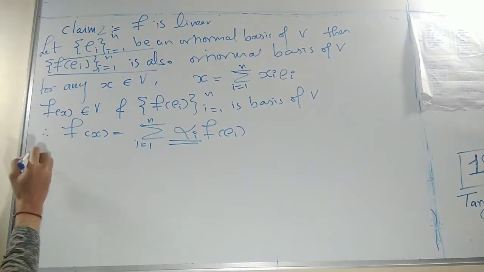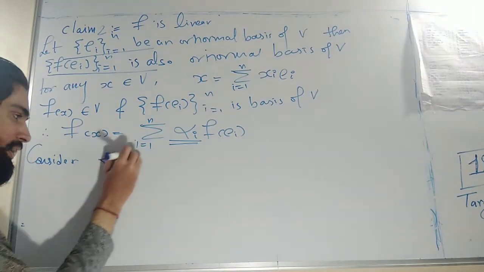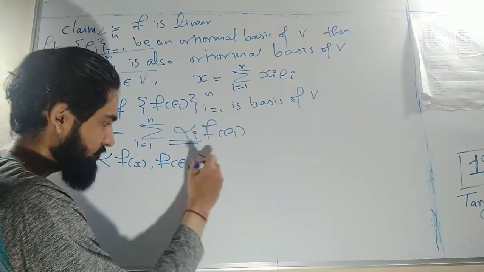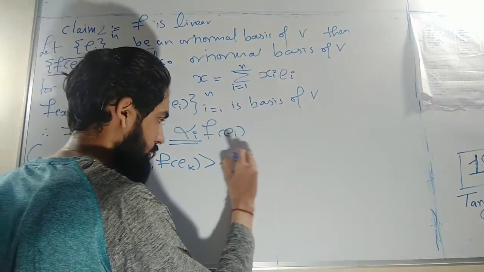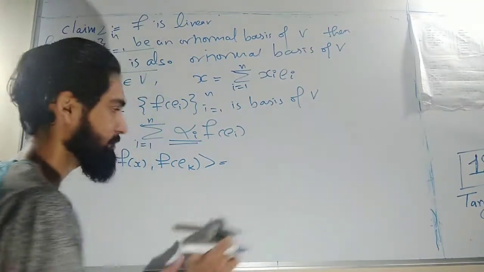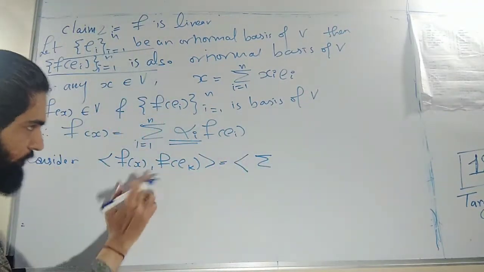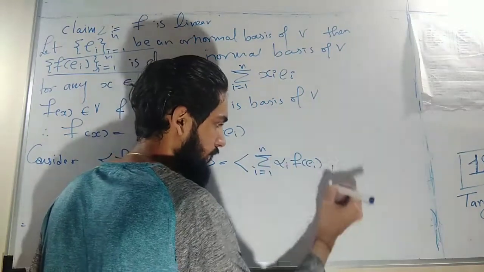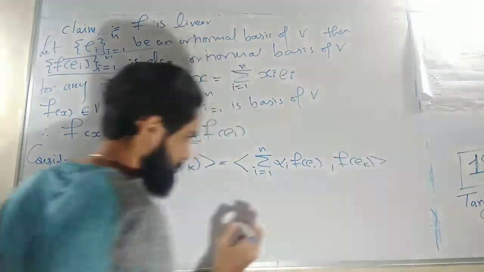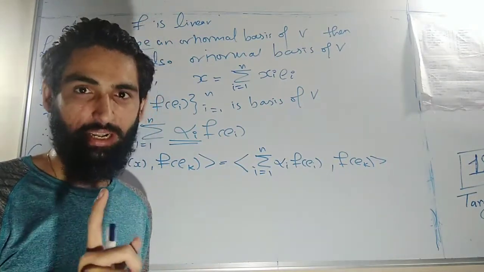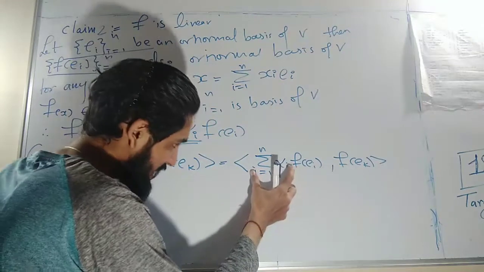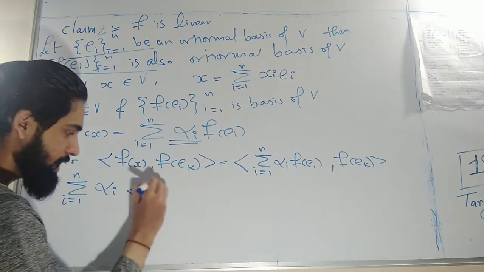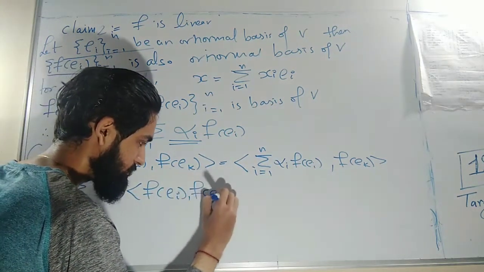So what we do is we consider the inner product of f of x with f of e_k. This is some element of the basis, f of e_k. So this is the same as the inner product of the summation, where in place of f of x I write its value, the sum of alpha i f of e_i, i running from 1 to n, inner product with f of e_k. Now I'm not using that f is linear, but I know my inner product is linear, hence I can take the summation and alpha i outside. The summation of alpha i, i running from 1 to n, times the inner product of f of e_i with f of e_k.